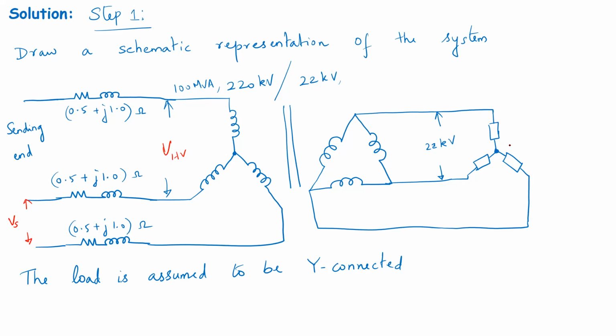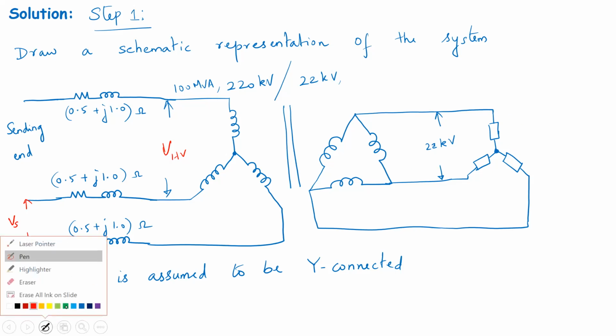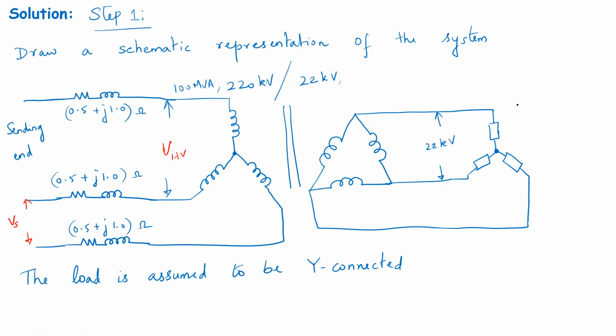Before we go there, we also know the rating or the operating condition of the load. The load is a 100 MVA load that consumes power of 100 MVA at 22 kV, and it has a power factor of 0.8 leading. Very important. So we know these details. This is the first step in solving such a problem: we represent the problem pictorially with all the useful information.